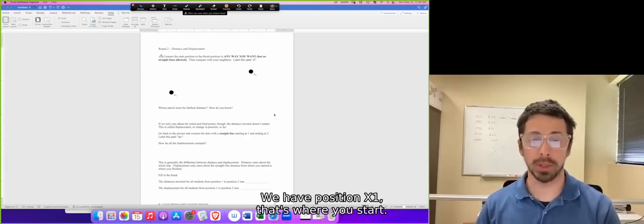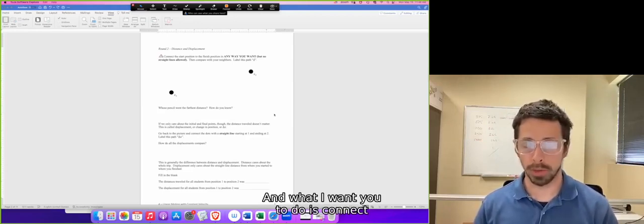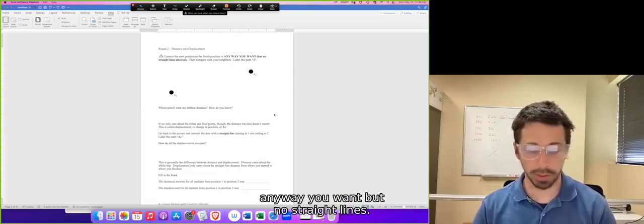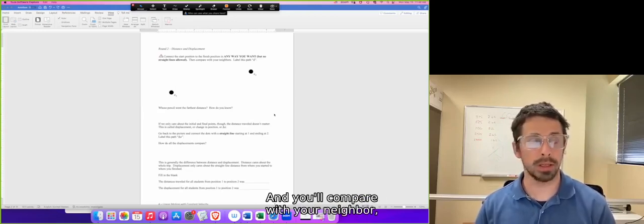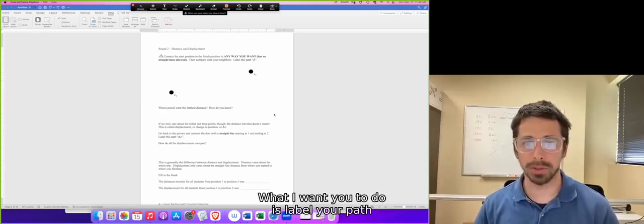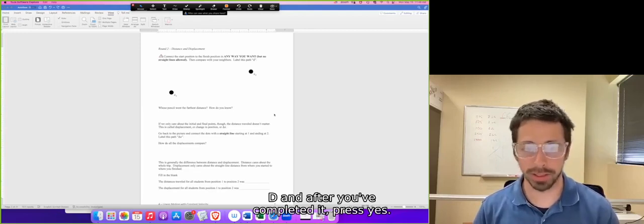We have position x1, that's where you start, and position x2, that's where you end. What I want you to do is connect the start and finish position any way you want, but no straight lines. You'll compare with your neighbor, in this case, Professor Ray. Label your path D, and after you've completed it, press yes.